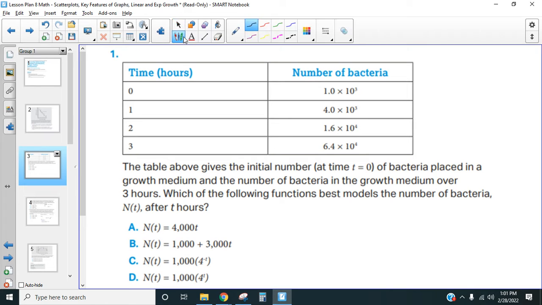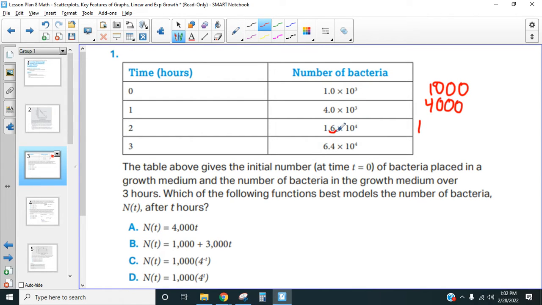Okay, maybe this helps you just for a second. This is scientific notation. 1 times 10 to the third, that's the same thing as 1,000, right? 4 times 10 to the third is 4,000. 1.6 times 10 to the fourth is what number?